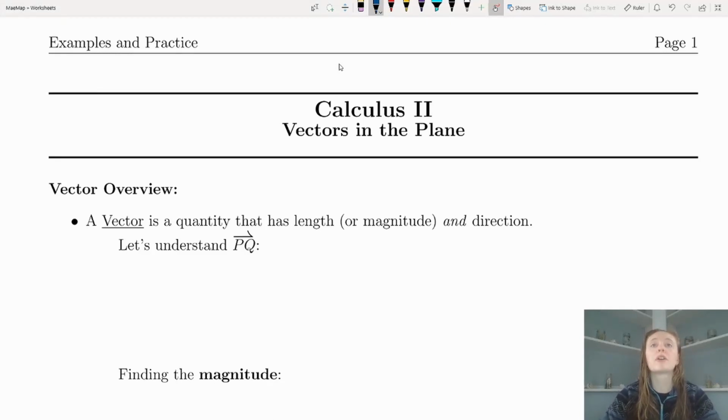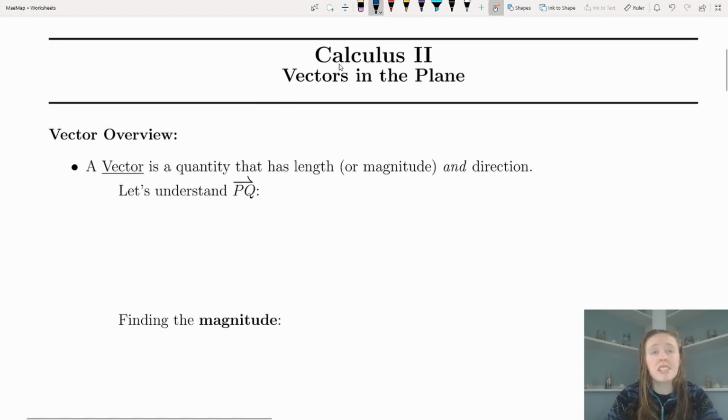Today we're going to be going over vectors. So this is our first introduction into more than 2 dimensions. We're going to be working in 3 dimensions. However, for this worksheet, even though we're going to be working in 3 dimensions, we're going to still be working in a plane. And that plane that we're going to be working in is the XY plane. So let's go ahead and dive into this vector overview.